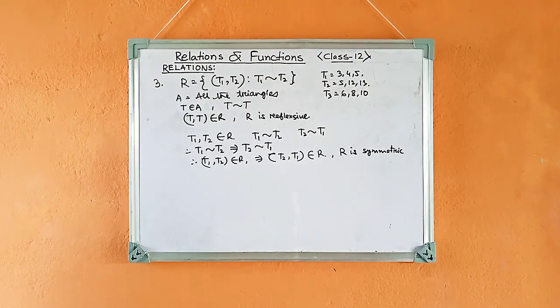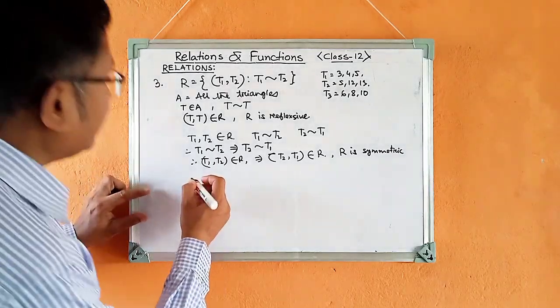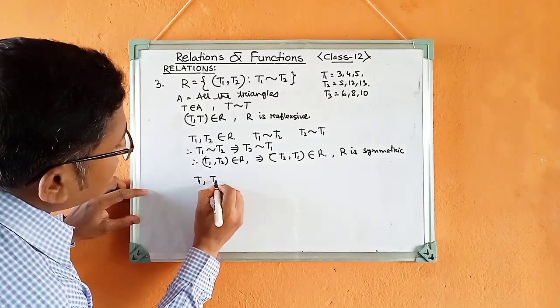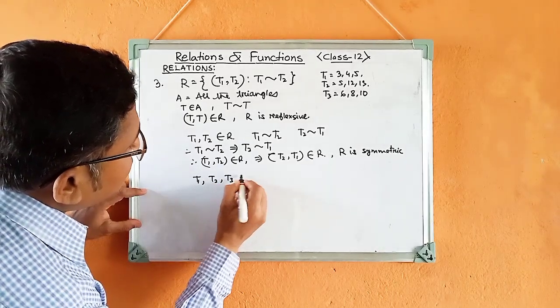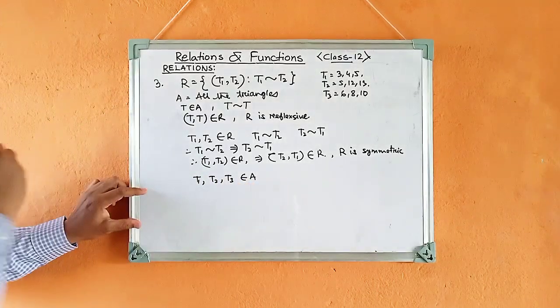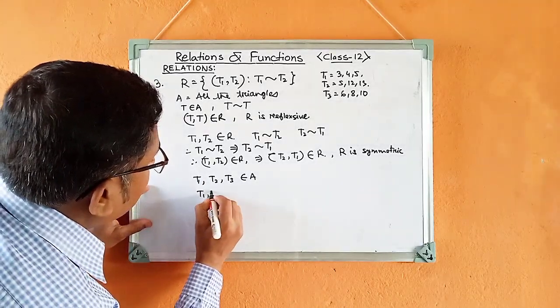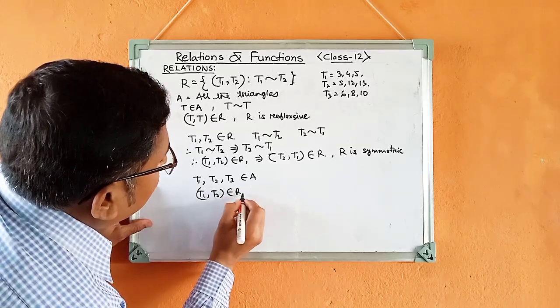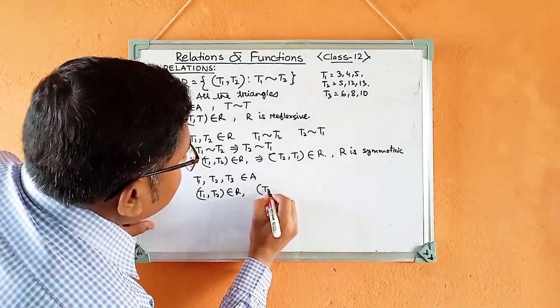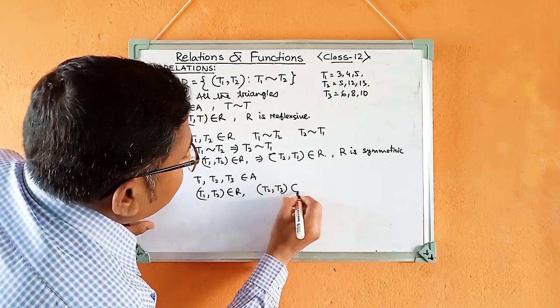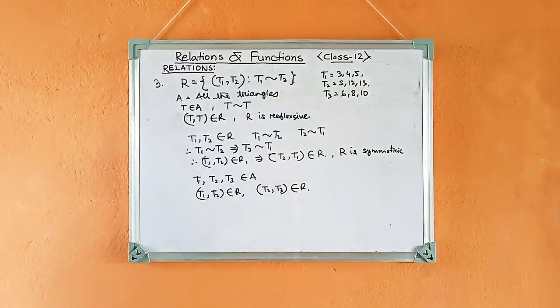Check carefully. Consider any triangles T1, T2 and T3 belonging to set A. Now see what happened. T1, T2 belongs to R, and then T2, T3 belongs to R. Okay.